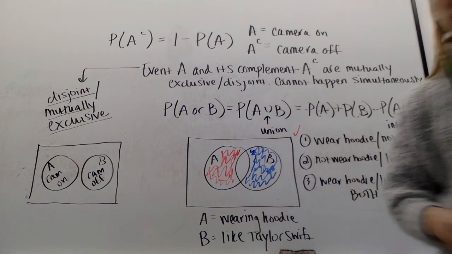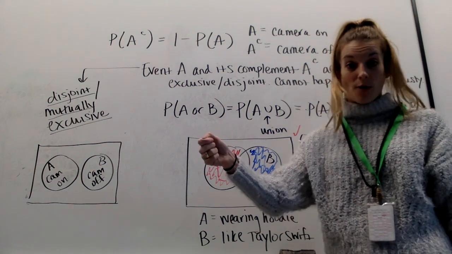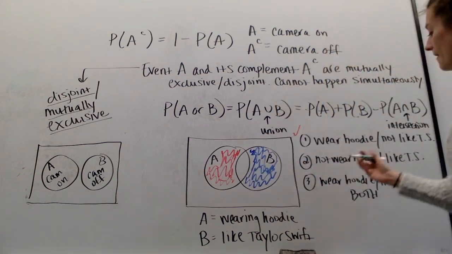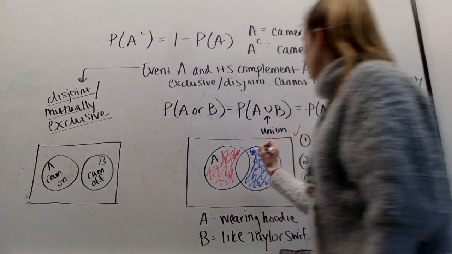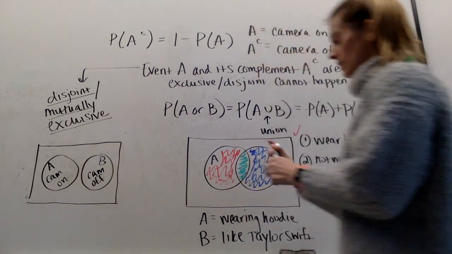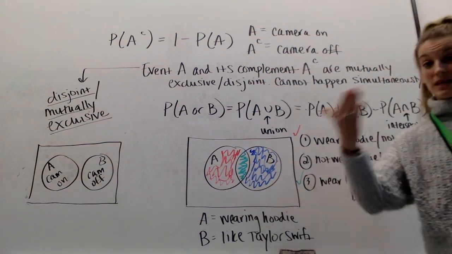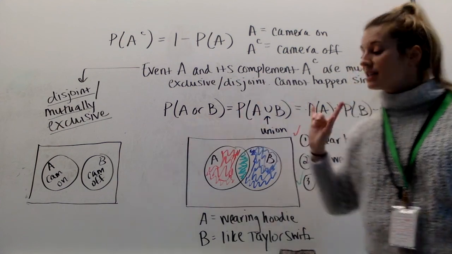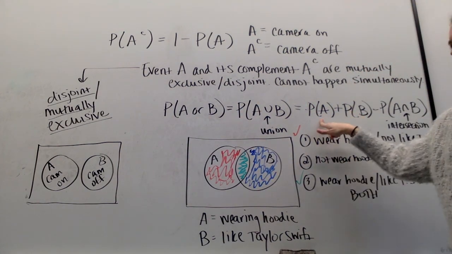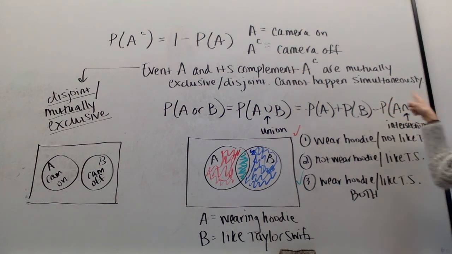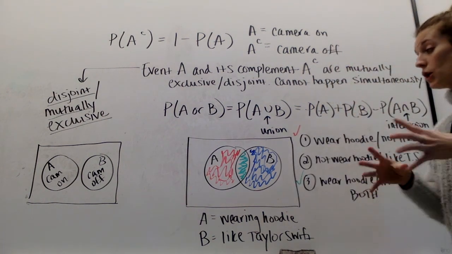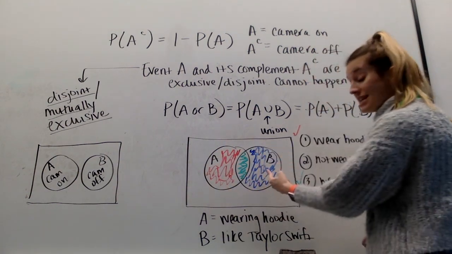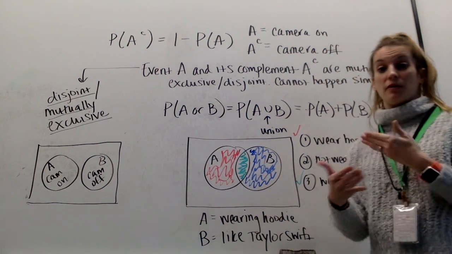Well, then what's the final combination? You could actually not be A only or B only. You could be both A and B. A and B, the intersection. Wearing a hoodie and liking Taylor Swift, and you would fall here. All three of those pieces together, that is the probability of A or B. So that's another way to think about it. Rather than thinking of adding the probability of A plus the probability of B and then subtracting the overlap, the intersection, you can also think of it as the probability of A only, the probability of B only, plus the probability of both A and B.